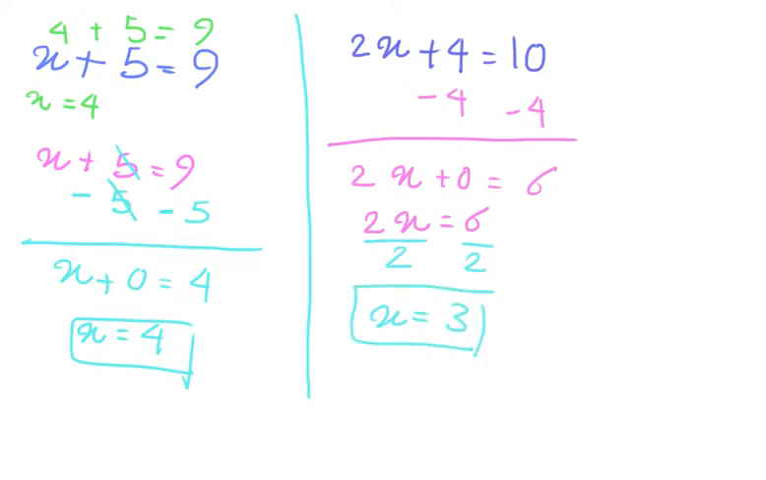Now if I replace this x here, 2 multiplied by 3 plus 4, so 2 and 3 is going to give me a 6, plus 4 is going to give me a 10, and 10 is equal to 10. So that means this one works as well.